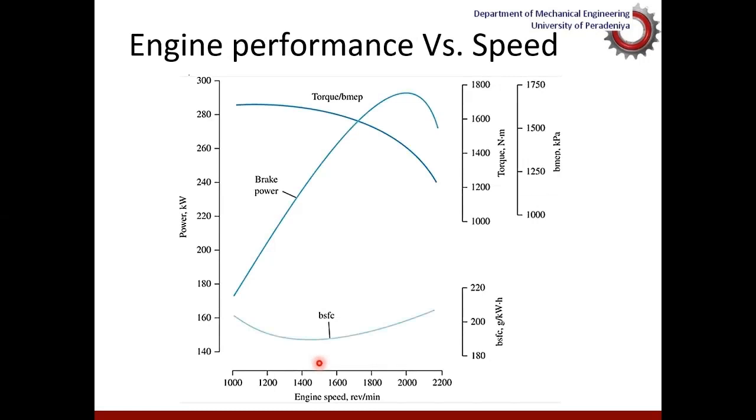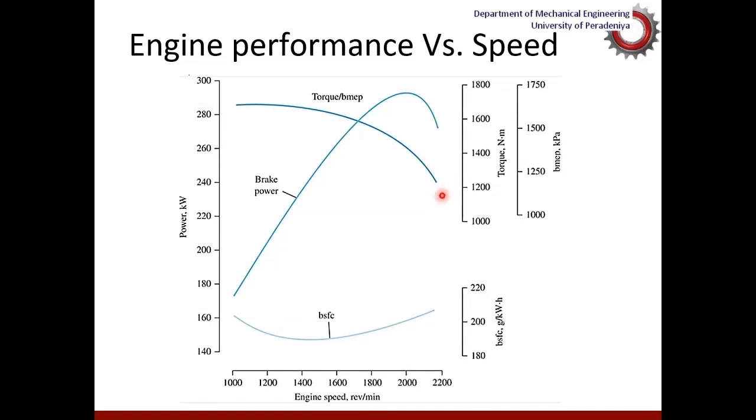And this is the performance versus the speed. Again, brake specific fuel consumption. So it peaks at low speeds and high speeds. And there's a minimum value that you can find, usually around 1,500 RPM. And then the brake power, again, increases with the speed, but it finds a peak. And after that, it drastically reduces.